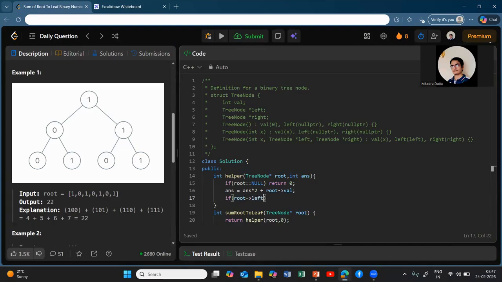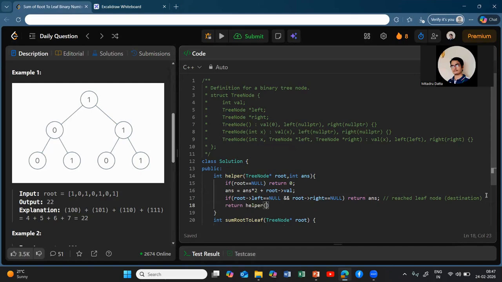So if root arrow left is equal to null, for the leaf node, the left subtree and the right subtree both are null, right? So if both are null, it means that you have reached the leaf node, then return answer. In other words, you have also reached the destination. Okay. So for this you can just simply return your answer.